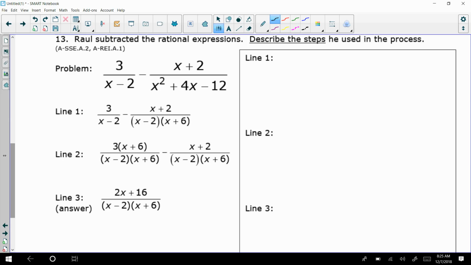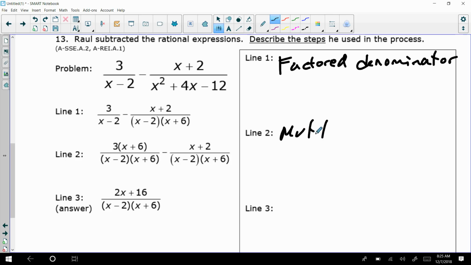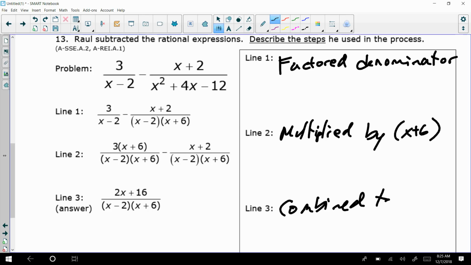Problem 13, describe the steps. So step 1, on line 1, it looks like they factored the bottom, factored the denominator. Then it looks like he found the LCD and multiplied by x plus 6. And then he combined the tops. That's it. Those are 3 steps.